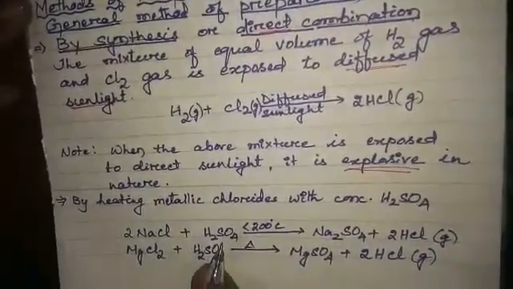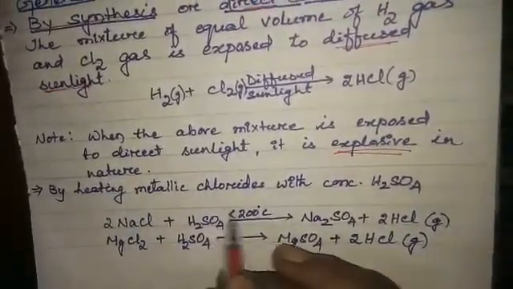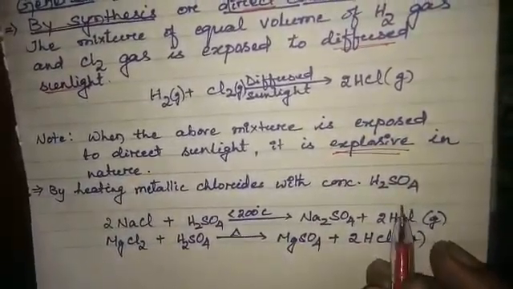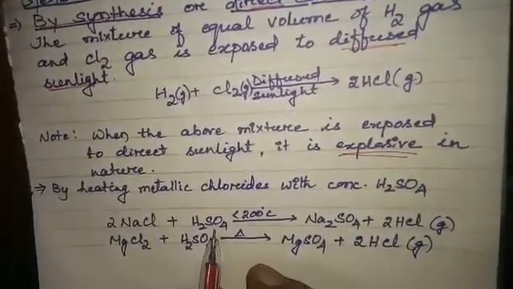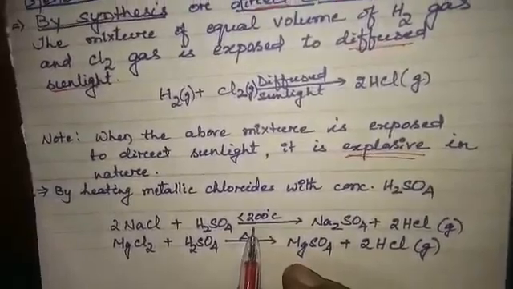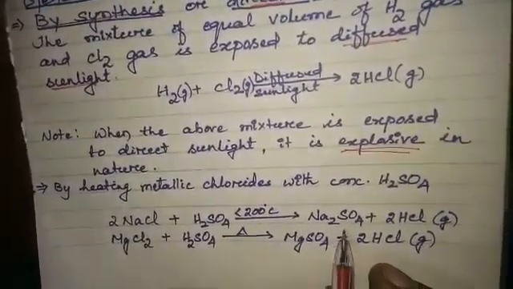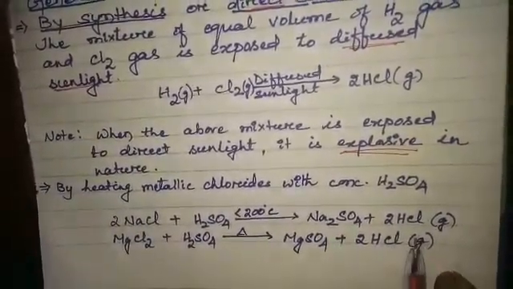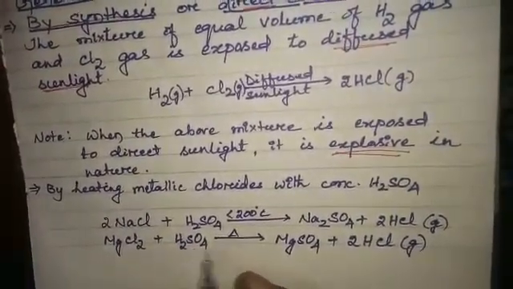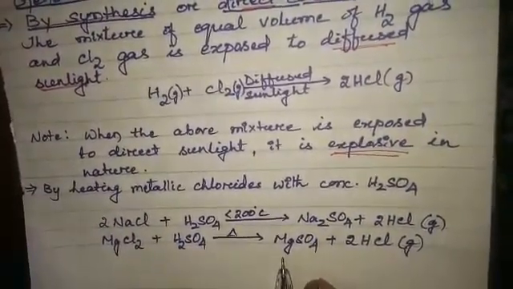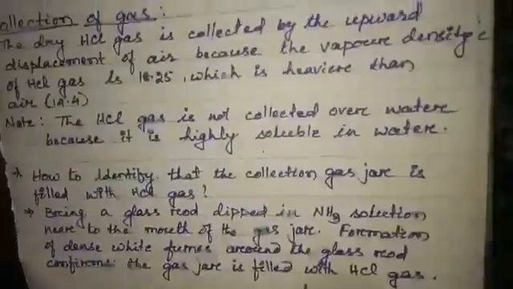The second method is by heating metallic chlorides with concentrated sulfuric acid. As the reaction says, sodium chloride NaCl plus H2SO4, at less than 200 degrees centigrade, produces sodium sulfate and HCl gas. Magnesium chloride, when taken plus H2SO4, gives magnesium sulfate plus HCl gas.